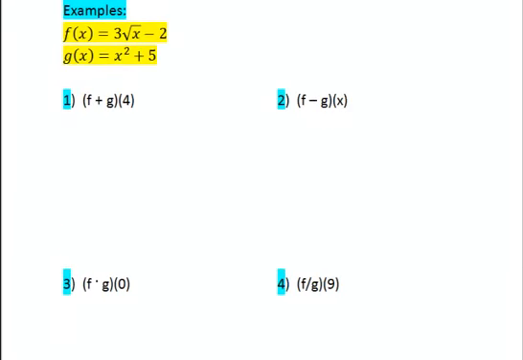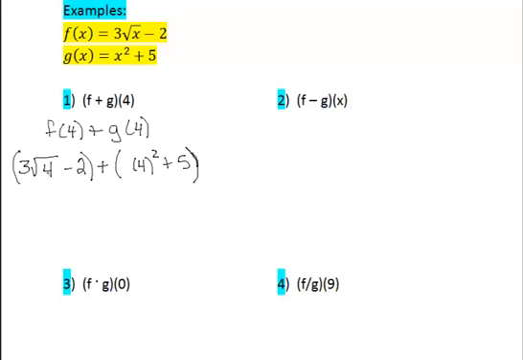So let's have a look at these examples. The first one says f plus g of 4. So we want to find f of 4 and add it to g of 4. Well, f of 4 means to take this function and put 4 where the x is. So we're going to have 3 square root of 4 minus 2. And then that's the f of 4. We're going to add that to our g of 4, which is 4 squared plus 5.